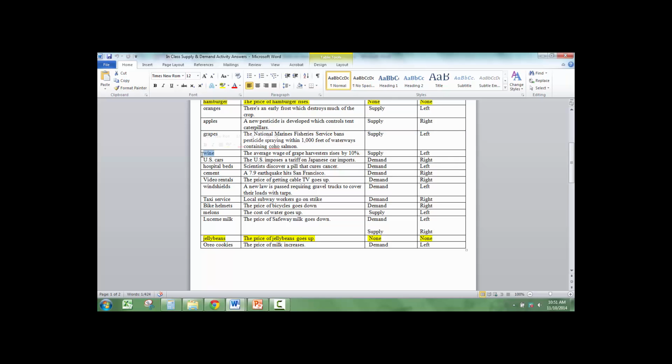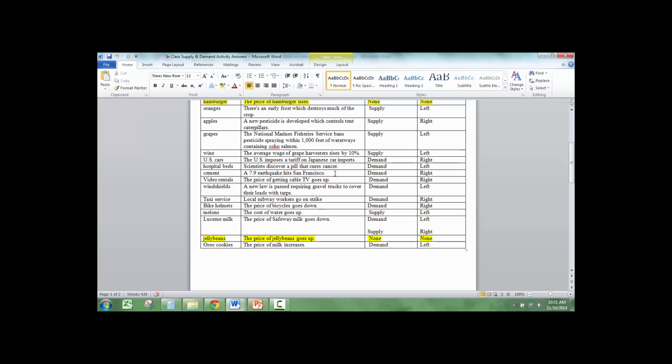If we're in the wine marketplace and the average wage of grape harvesters goes up by 10%, this is an increase in an input, so supply would shift left. If we're in the U.S. car market and the U.S. imposes a tariff on Japanese cars, that's going to make the cars more expensive, so therefore we're going to demand more U.S. cars because the price of Japanese cars is going to go up.